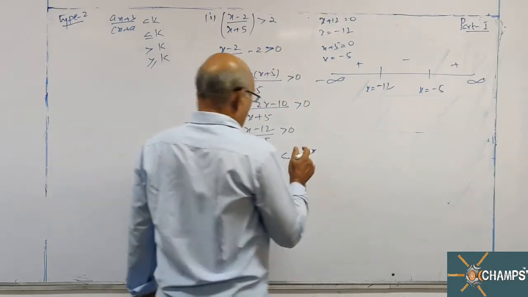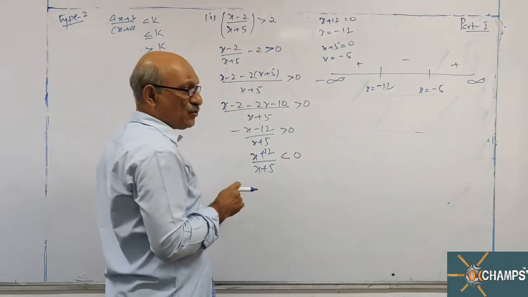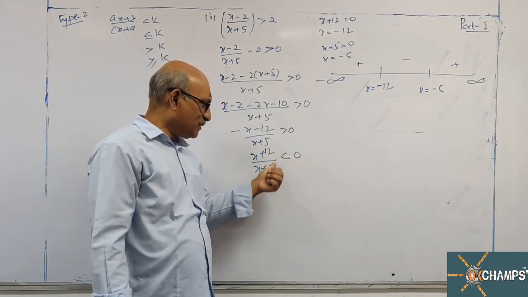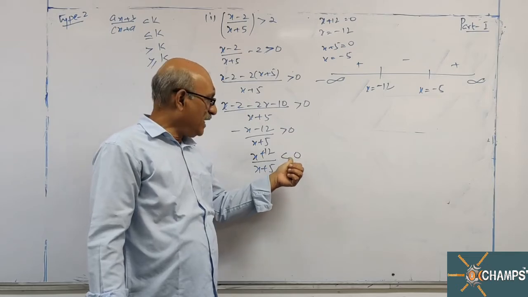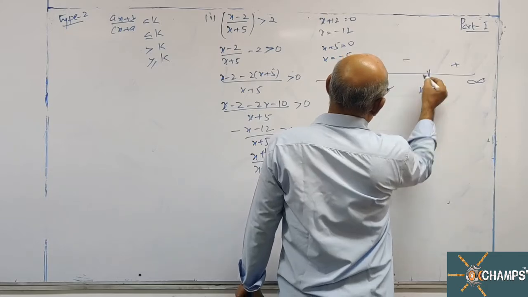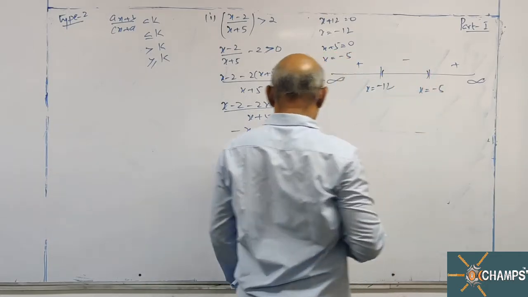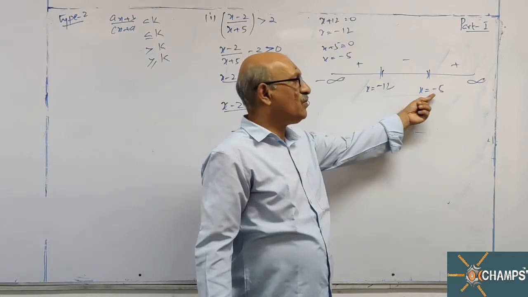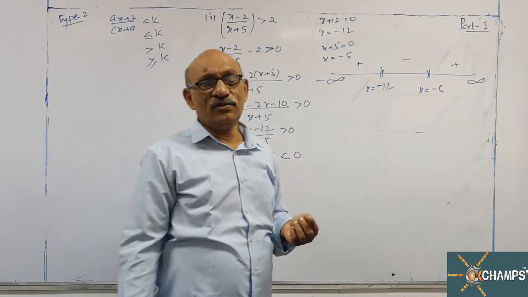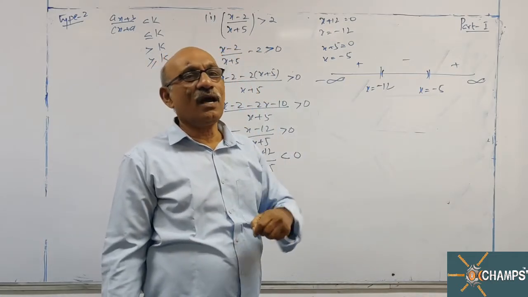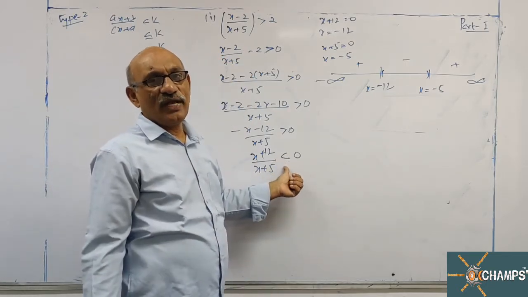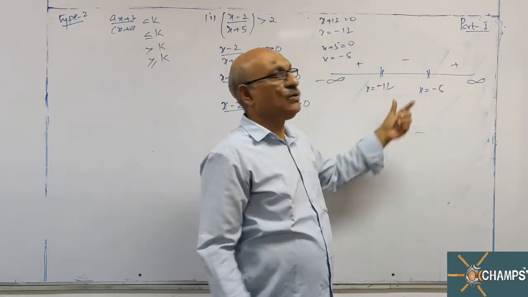Now sir, you have to write the solution. Look at the last step of this: x plus 12 by x plus 5 less than 0. The inequality is less than. Therefore, the minus sign area is the solution. Now, should I include or exclude the extreme values? One more decision required here is whether to consider or exclude the extreme values. Your inequality does not have an equal to sign, so extreme values are excluded.